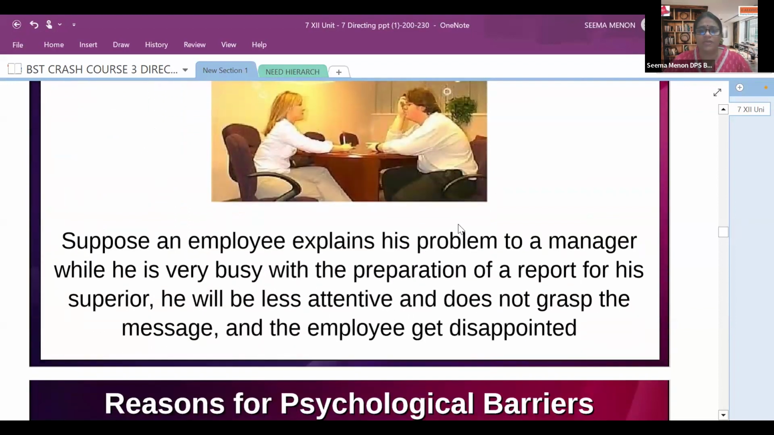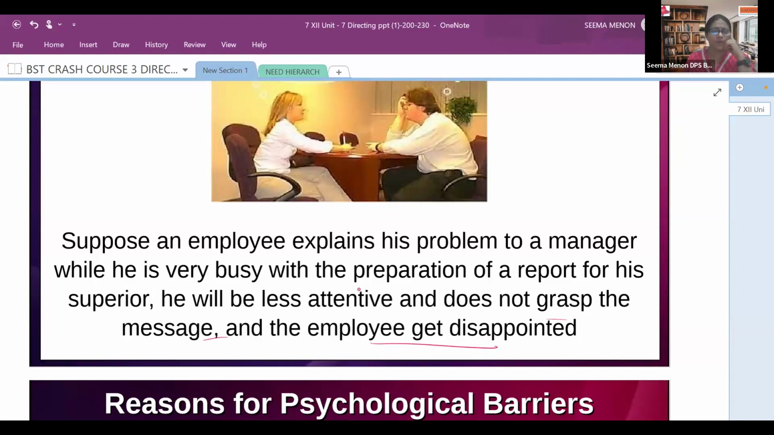Suppose an employee explains his problem to a manager while he is very busy with the preparation of a report for a superior. He will be less attentive. The manager is doing some work to submit to his superior, some report or detailed information. Meanwhile, one of his subordinates comes and speaks to him. Then definitely the manager will be very less attentive because he is focused on that report and does not grasp the message, and the employee gets disappointed.